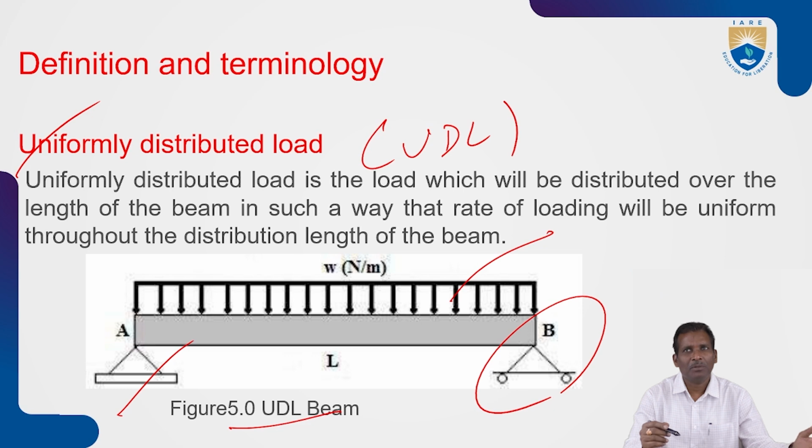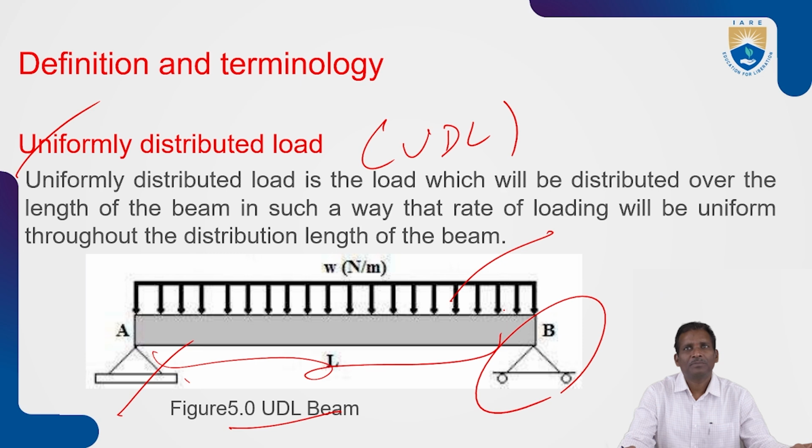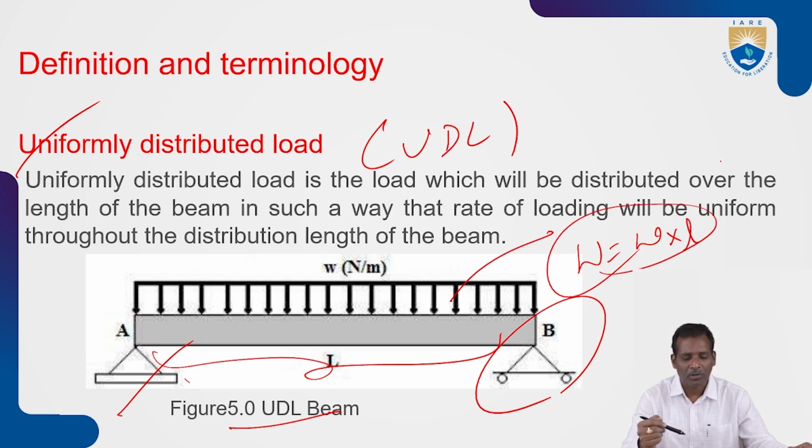So this type of load will be distributed over the length of the beam. So the entire length of the beam will be occupied. So the loading will be uniform throughout the distribution length of the beam. While solving problems, you must convert this uniformly distributed load into a point load. So the unit load is W Newton per meter. So how much load is acting per meter, the Newton per meter. So what is the length here? W into L. You must multiply with the total length. It gives concentrated load.